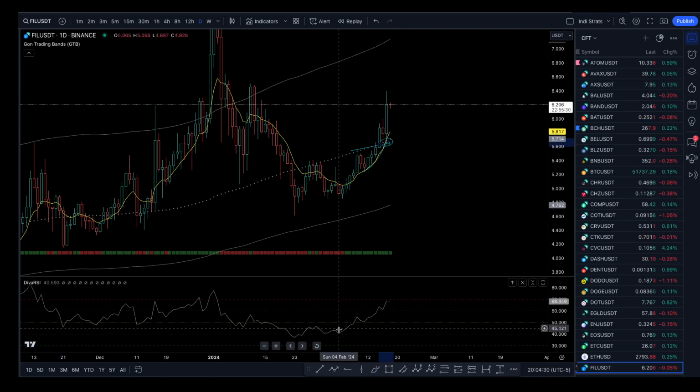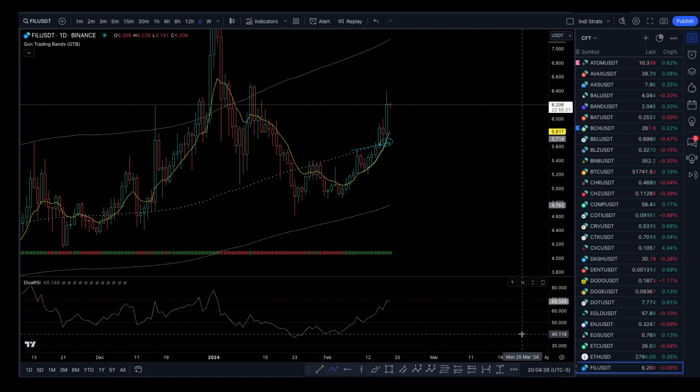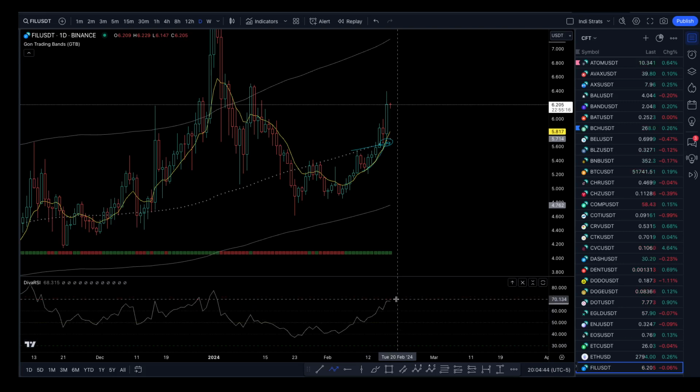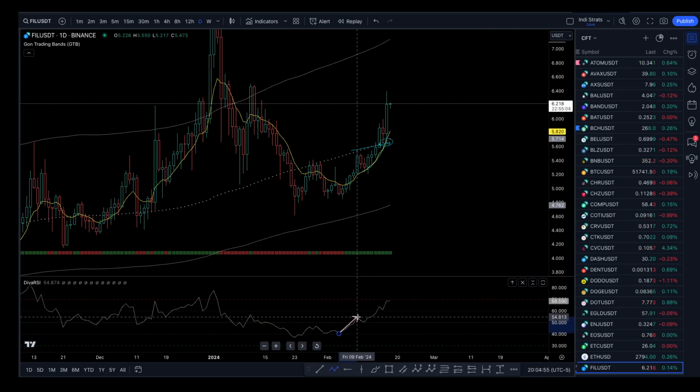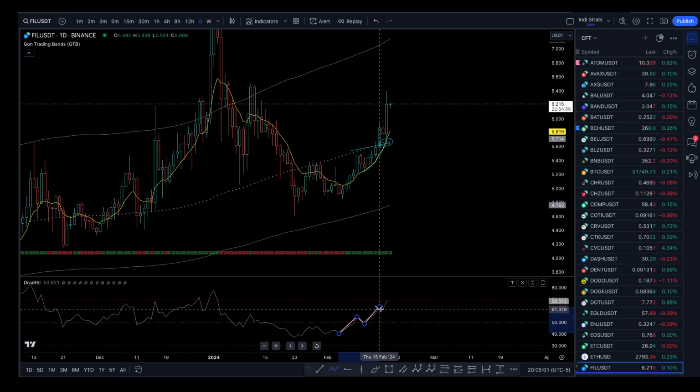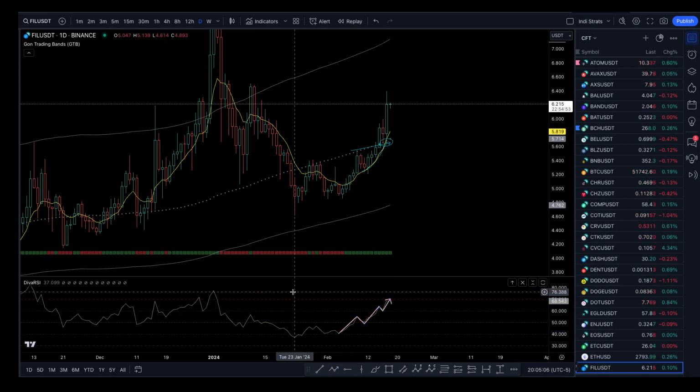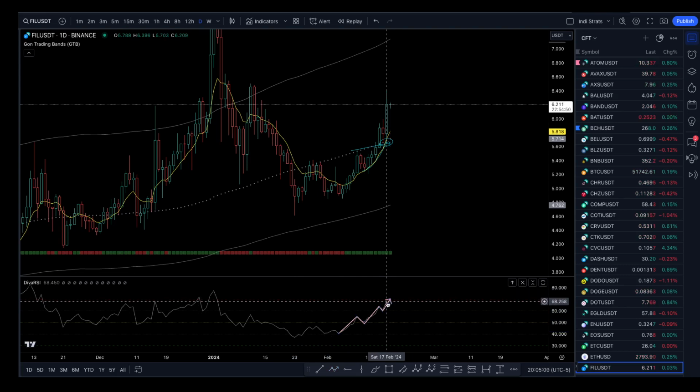However, for confluence, I also look at the DivaRSI. So what's happening here with the DivaRSI? We see that it's retesting the 40 level. I have the 30 level, 40 level, 50 level, 60 level, and 70 level, just for reference. So it continued to bounce on the 40 level and then broke above 50, retested 50, broke above 60, retested 60, and now it's moving on towards 70 and probably plus 70.